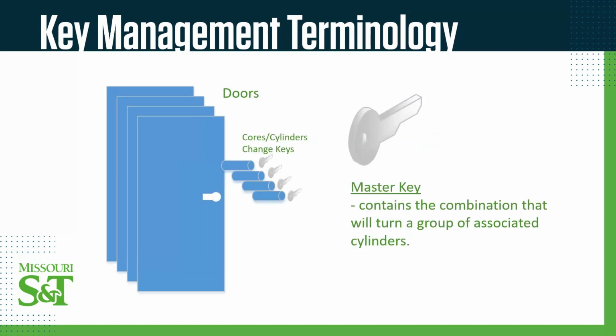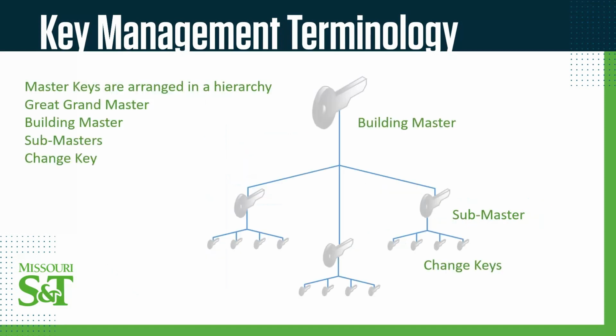Now, a master key is a key that will actually open a group of doors that contains a combination that will turn a group of associated cylinders. And in our grand scheme of things, we have the Great Grandmaster, which opens just about, or a very large portion of the doors on campus. And below that are the Building Masters, and the Building Master will open just about all the doors in a building. And then Submasters, which open groups of doors. And then, of course, the change keys, which open a single door.